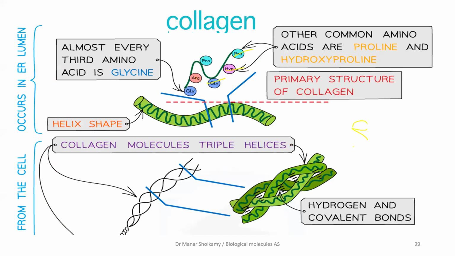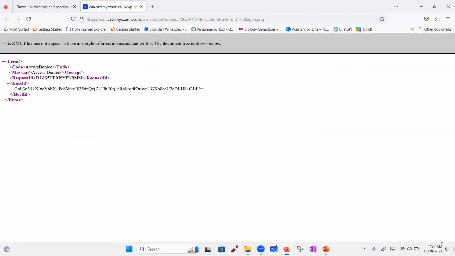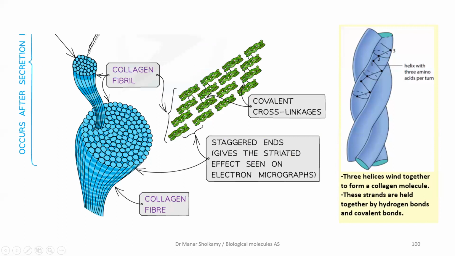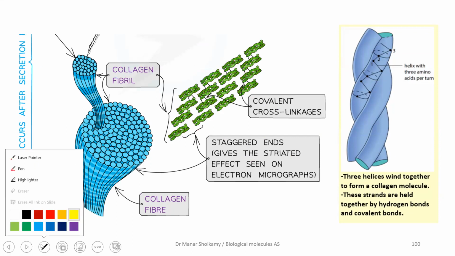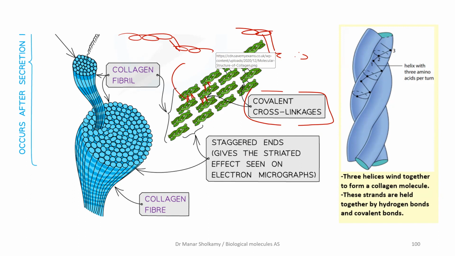Now, this triple structure, how is it maintained and how is it stabilized? By hydrogen bonds within the structure itself. Okay, good. And then you have many collagen molecules, as you can see, that are parallel on top of each other. How are they bonded to each other? By covalent crosslinks. So I have collagen, collagen, collagen, collagen, and they are bonded by covalent crosslinks because they have to be attached.